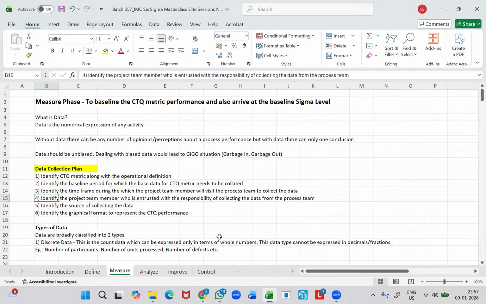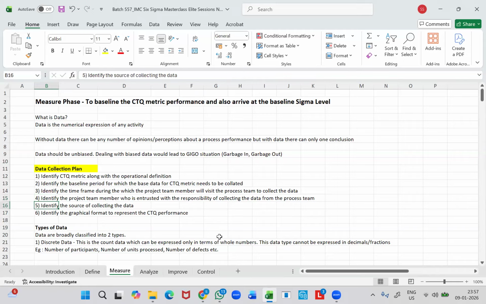So the project team member will carry some ID number or some identity card. So those details, that roll number or the ID number, needs to be provided as pointer number 4 so that it becomes easy for the process team lead to identify that this is the person to whom the data needs to be provided.